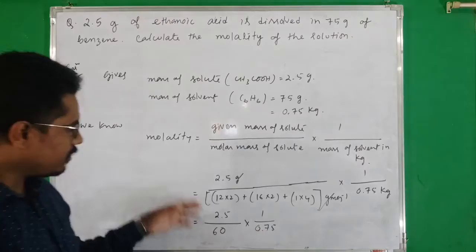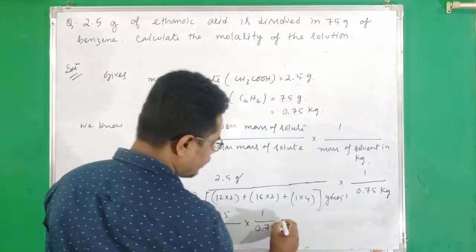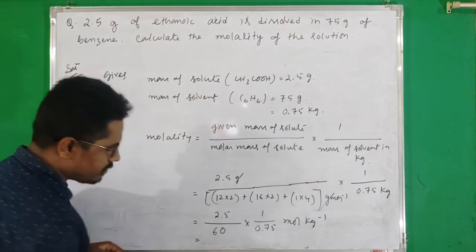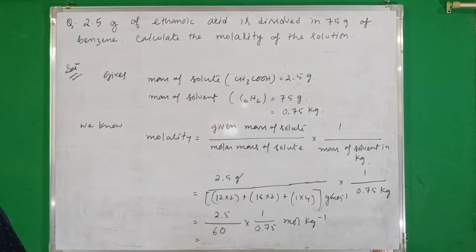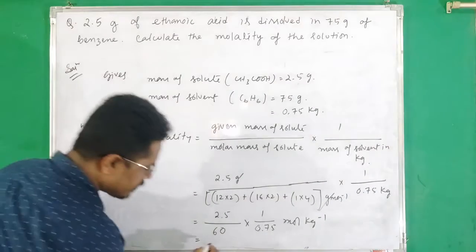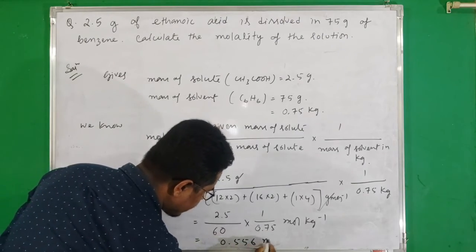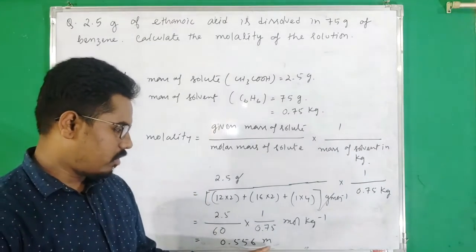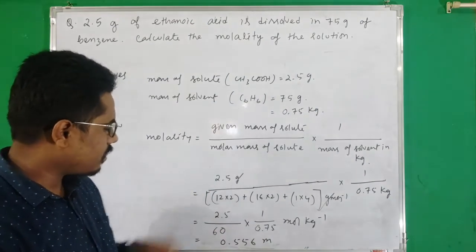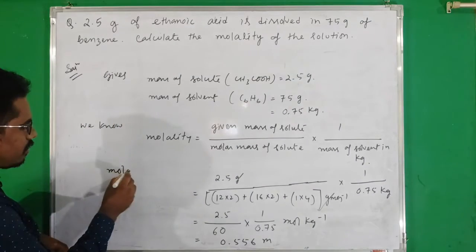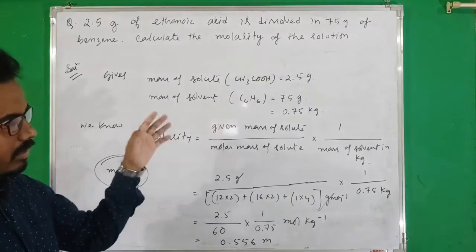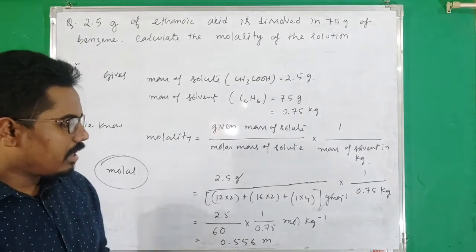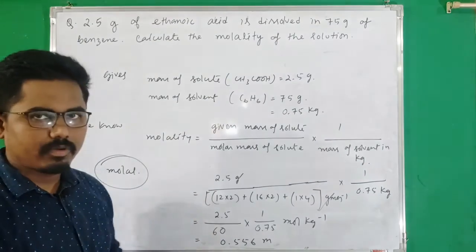We are determining the molality of a solution, so the unit will be mole per kg, and you can determine the answer yourself and you will get 0.556 molal. I already told in previous classes that small m represents molality of a solution and it is called molal. So in this problem we have learned to determine the molality of a solution. Very easy problem, and these are very important problems.